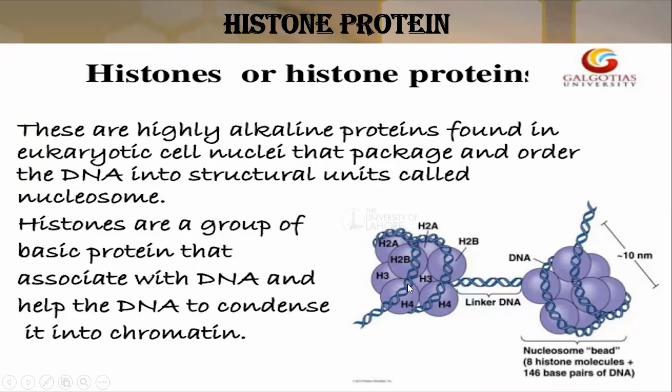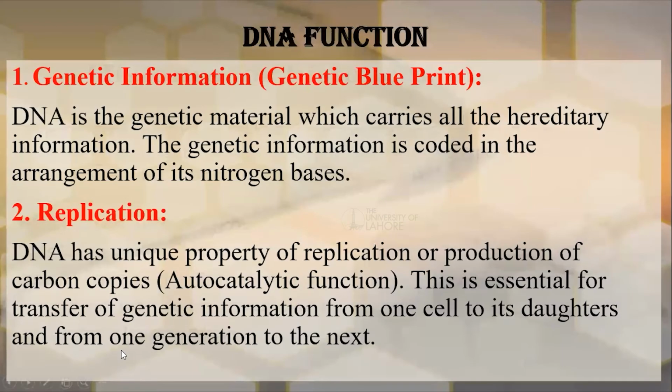When your body needs replication, the DNA is unwrapped from the histone proteins and replicates, and then is wrapped again. These are highly alkaline proteins found in eukaryotic cell nuclei that package and order the DNA into structural units called nucleosomes. Histones are a group of basic proteins associated with DNA that help the DNA condense into chromatin. So we have the genetic information in the DNA, which is basically DNA function.